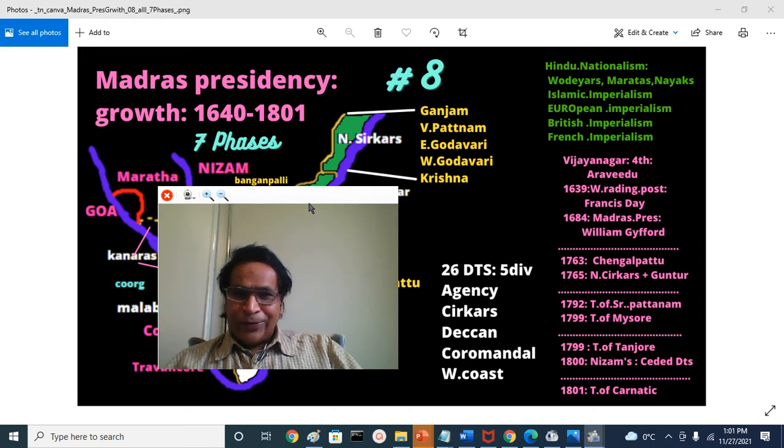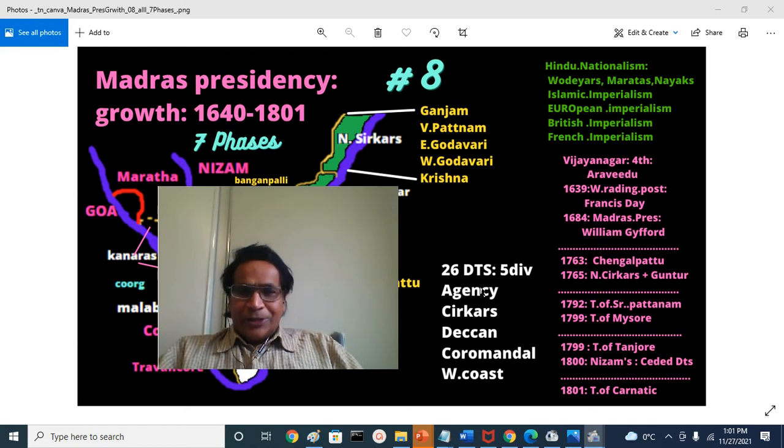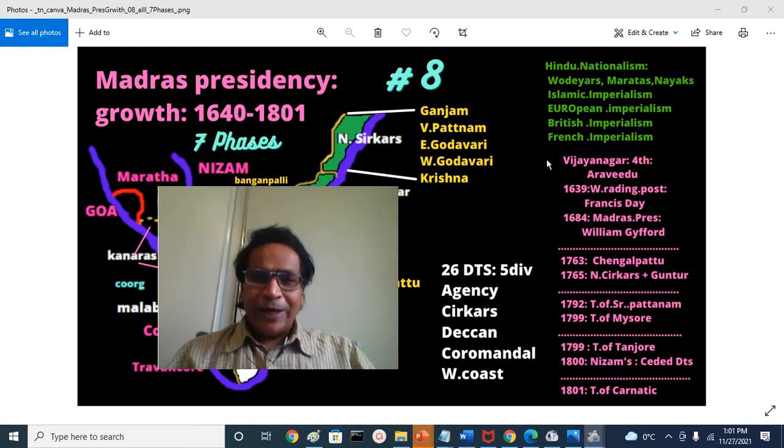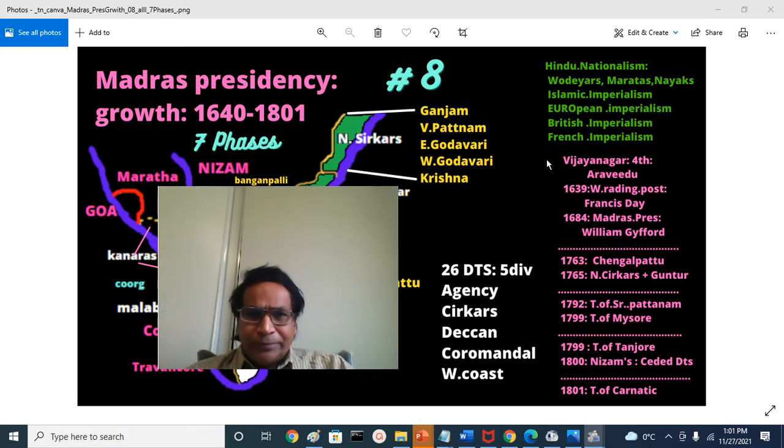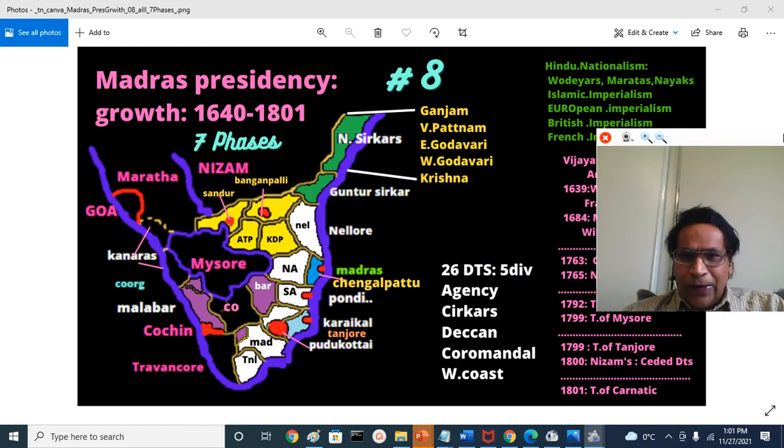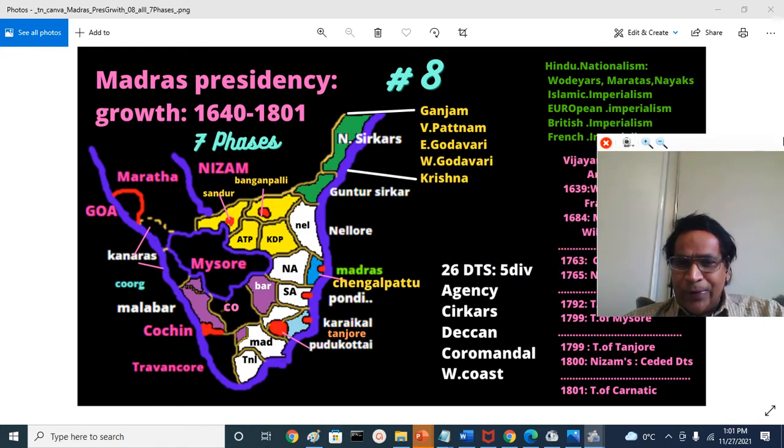We'll broadly go through the 26 districts of Madras Presidency, 5 divisions of Madras Presidency, and important political military events, important ideological perspectives also. Before we venture into this, we'll know there were 26 districts and 5 divisions in Madras Presidency.